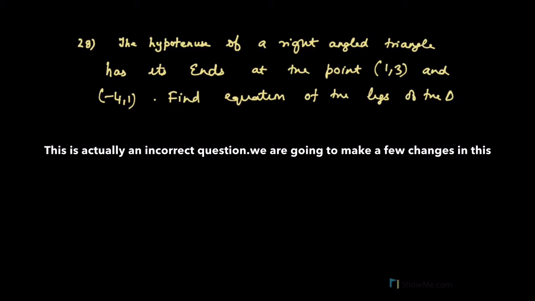The next question, the 28th question: the hypotenuse of a right angled triangle has its ends at points (1, 3) and (minus 4, 1). Find the equation of the legs of the triangle.